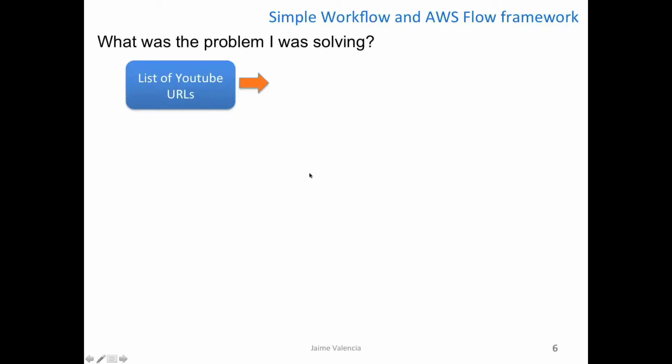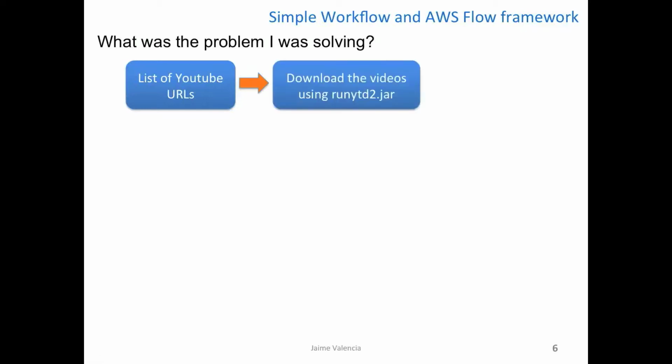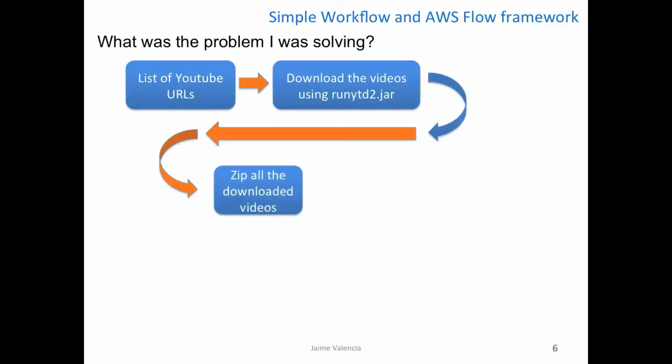Okay, so you have a list of YouTube URLs, the ones that you want to download. You will download these using a third-party jar file that I downloaded called YTD2. It's open source. You can download it. That one will download the videos. Once the videos are in the machine, the process will zip those videos, and then the next step will be to upload that zip file to an S3 bucket.